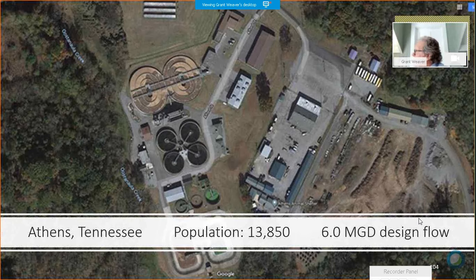Talk about this one. Here's one with some oxidation ditches. Are there any other questions or comments? And then you tell me if you want me to wrap it up. The only other one was the ORPs and Harriman.